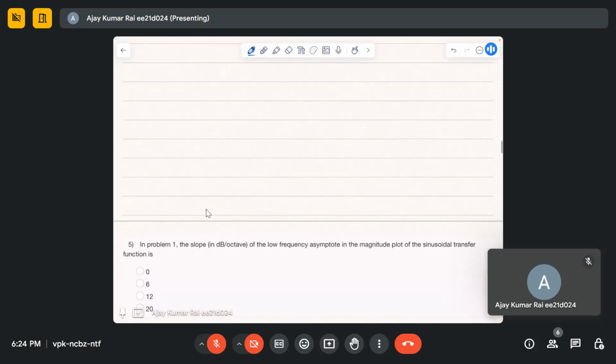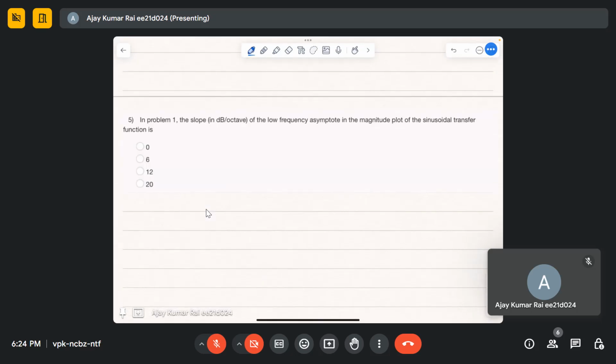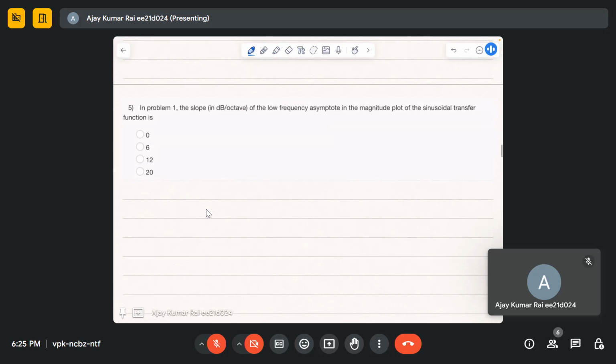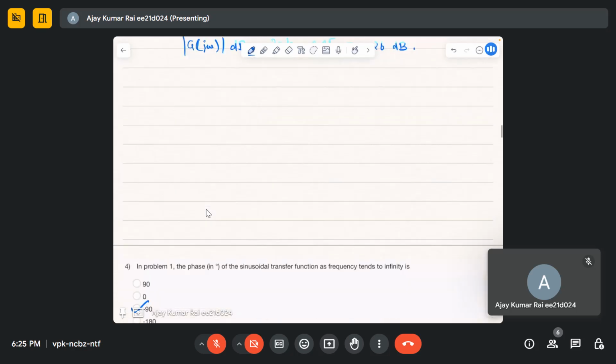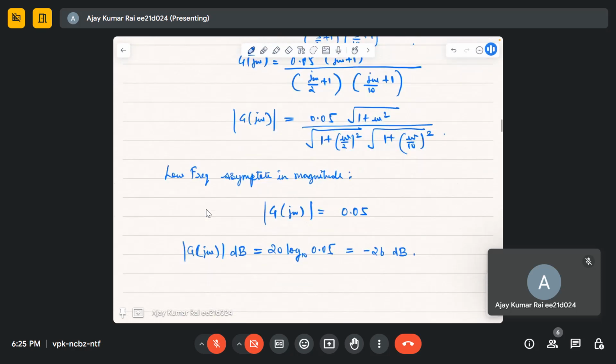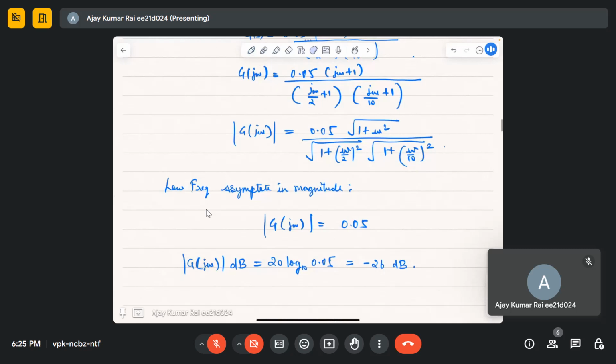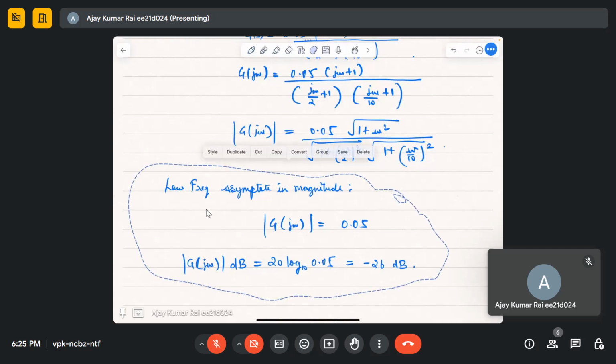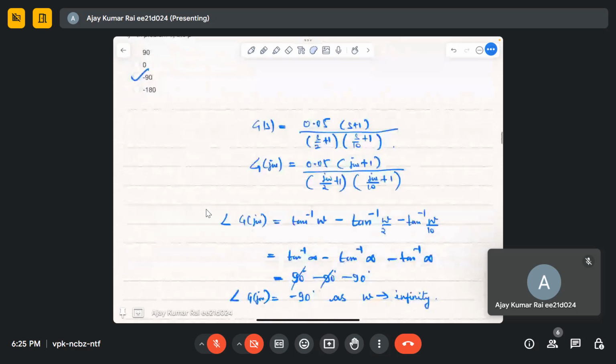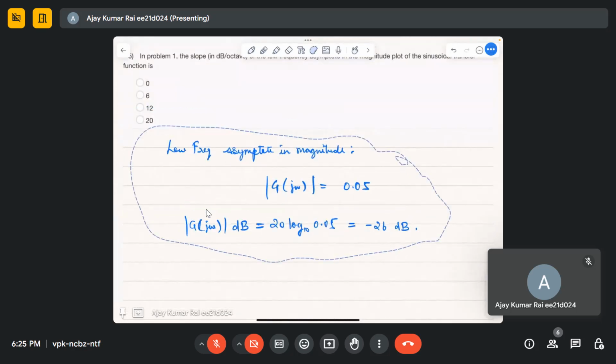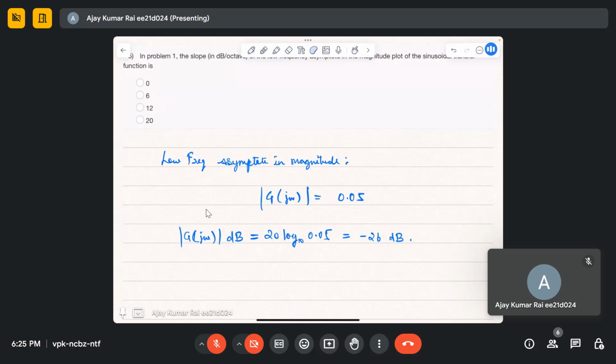Okay, we'll go to this problem. In problem 1, the slope of the low frequency asymptote in the magnitude plot of the sinusoidal transfer function is. So we have to find the slope. Already we found out the magnitude. So what is the magnitude you see here? Let me just copy this. We have found out the magnitude at the low frequency region in the magnitude plot.